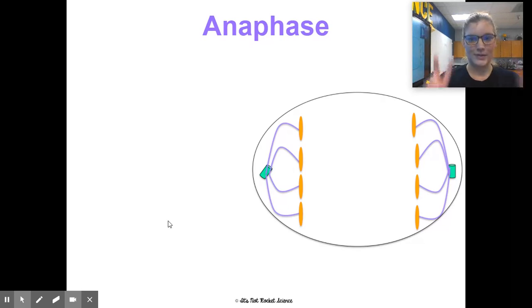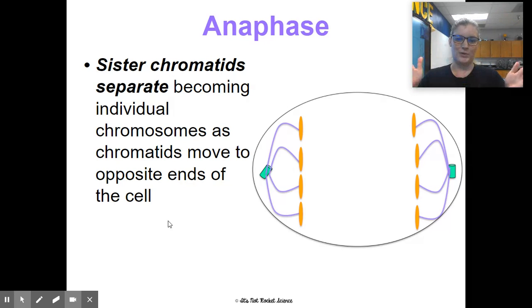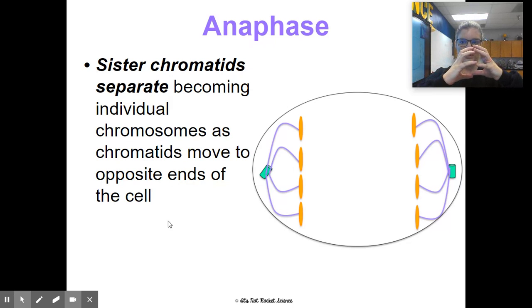Then anaphase, or the apart phase, this is where our sister chromatids are going to be pulled apart. So we're going to take our crisscross breadsticks and break them apart into individual chromosomes, because our chromatids with their little spider legs are going to go from the middle to start pulling them to opposite poles of the cell.